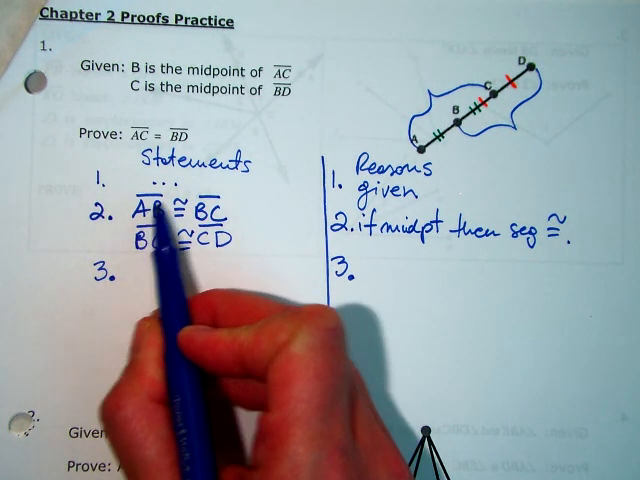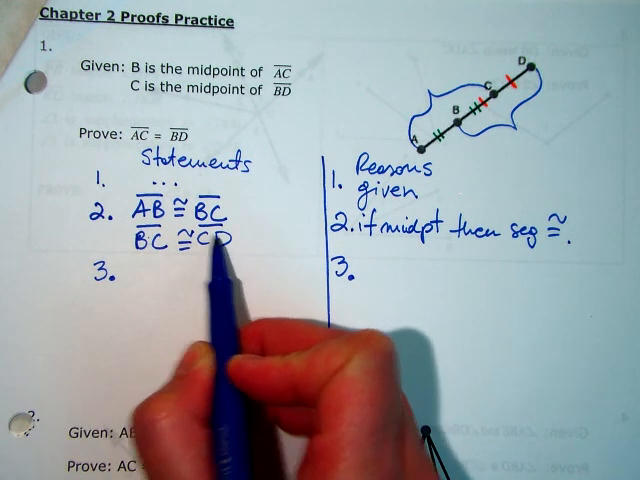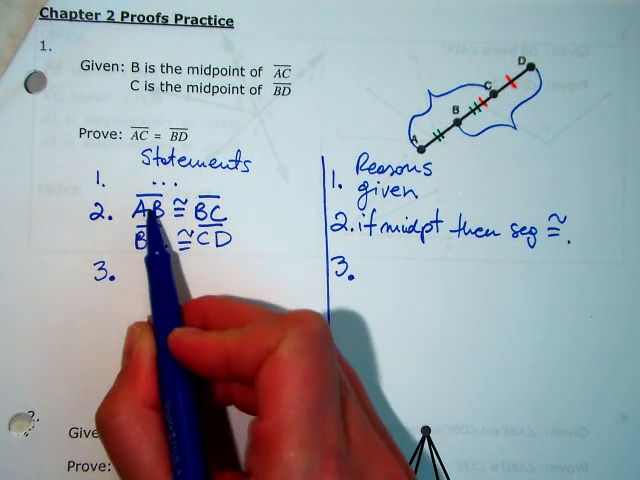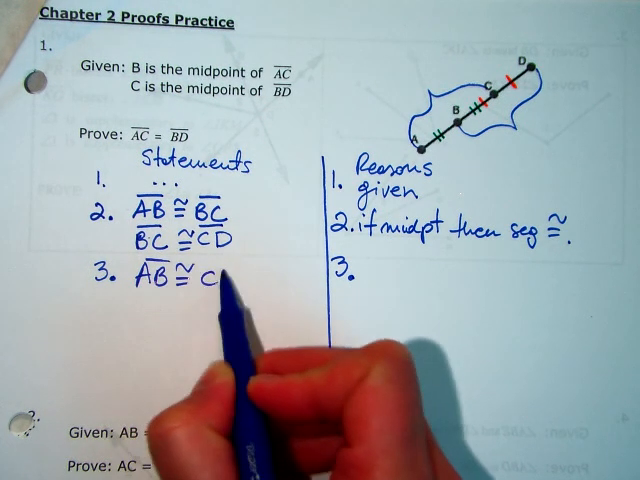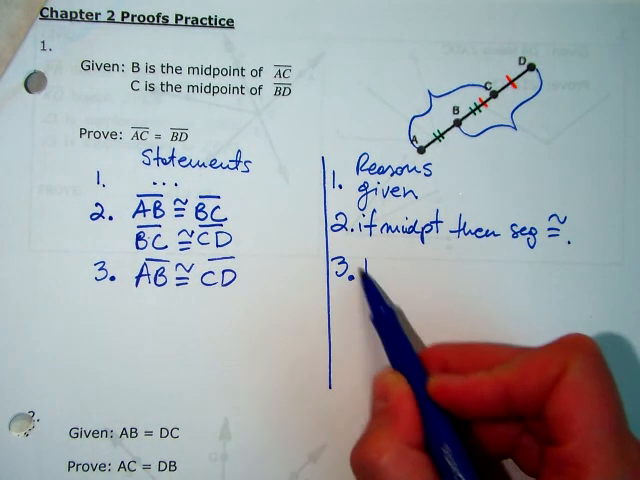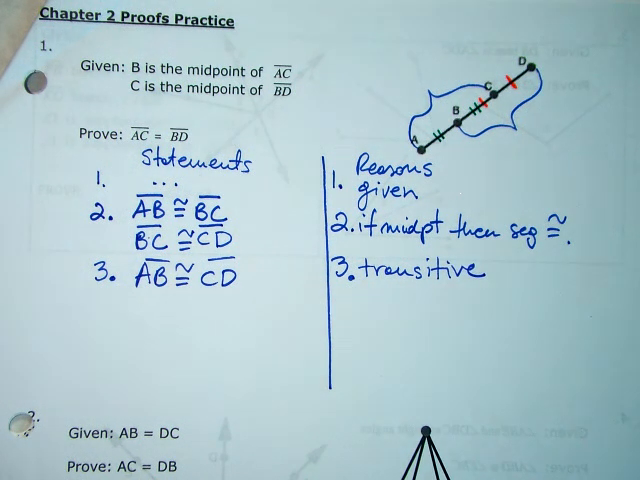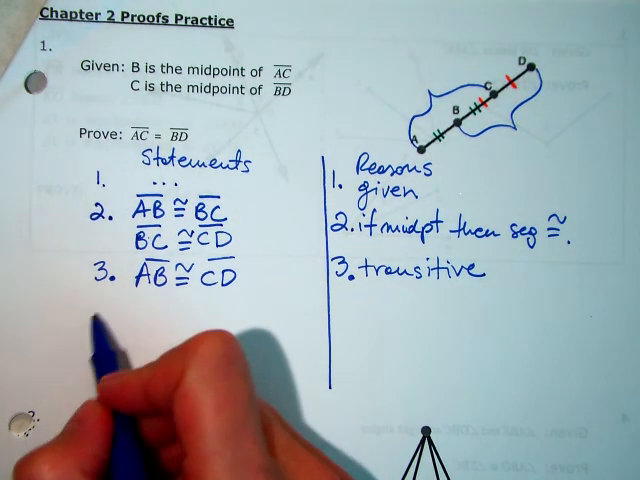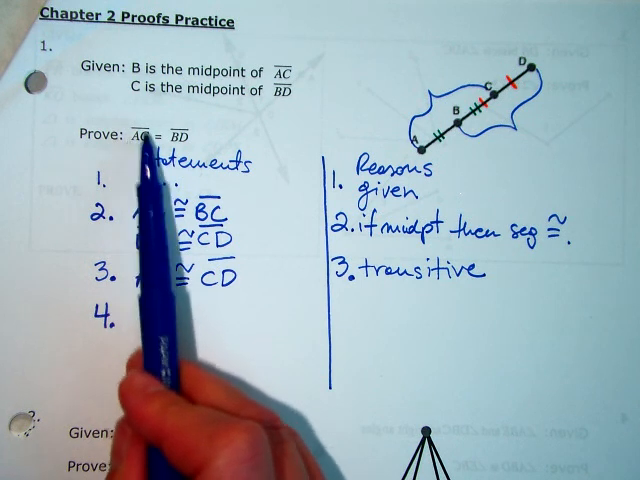AB is the same as BC. BC is the same as CD. What's the conclusion we could make about those two? AB is congruent to CD by the transitive property. Step 4. Somehow, well, we're not done yet, because now, how do I introduce AC into the proof?